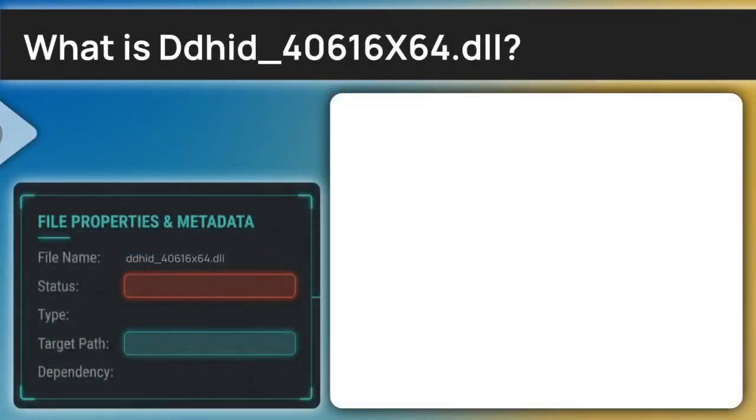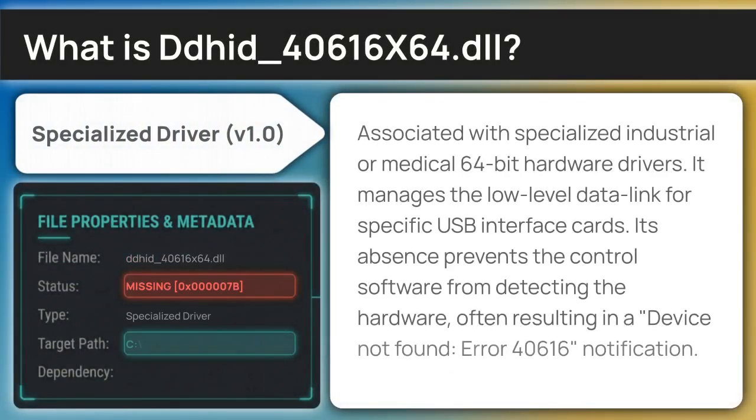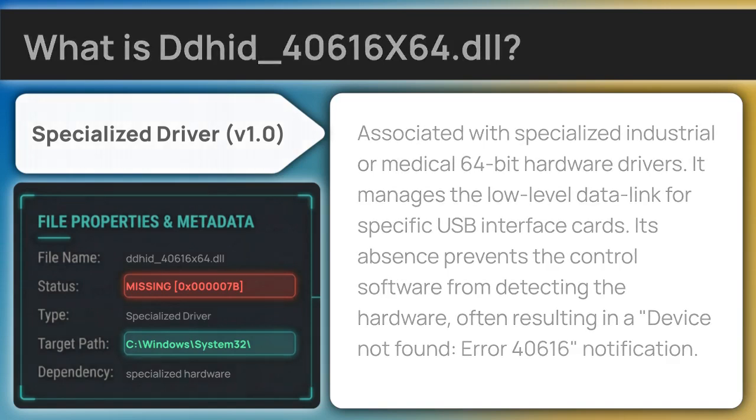This is the DDHID 4061664, associated with specialized industrial or medical 64-bit hardware drivers. It manages the low-level data link for specific USB interface cards. Its absence prevents the control software from detecting the hardware, often resulting in a device not found, error 40616 notification. Since we've covered what this file is, let's move to the primary fix.